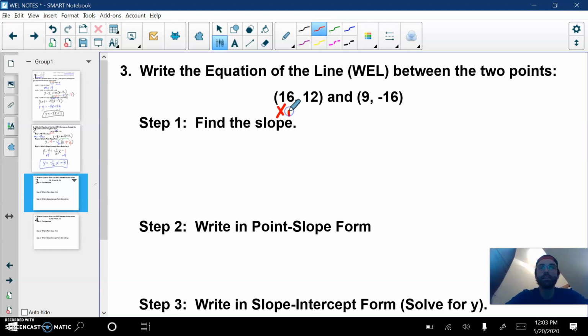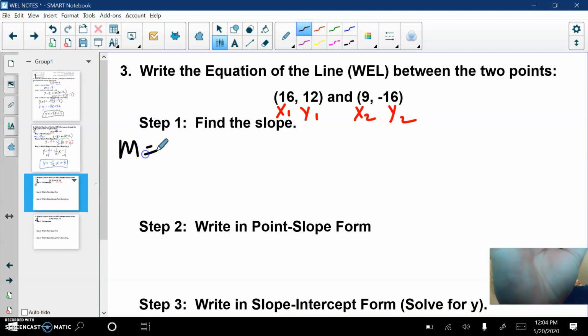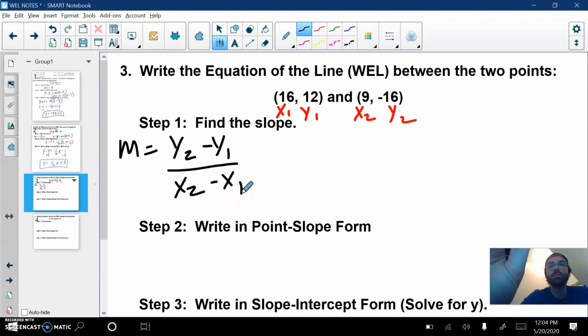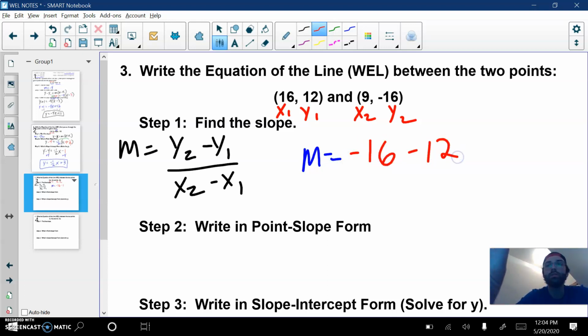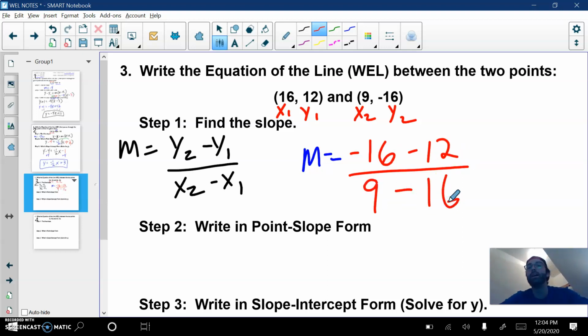Let's label our points. X1, Y1, X2, Y2. How do I find my slope? Well, m equals y2 minus y1 over x2 minus x1. So m equals y2, which is negative 16, minus y1, which is 12, over x2, 9, minus 16.